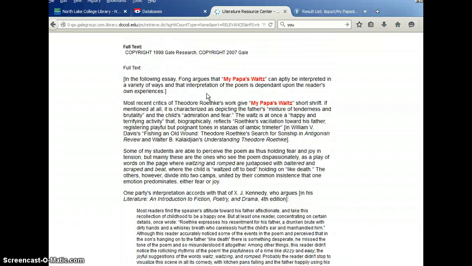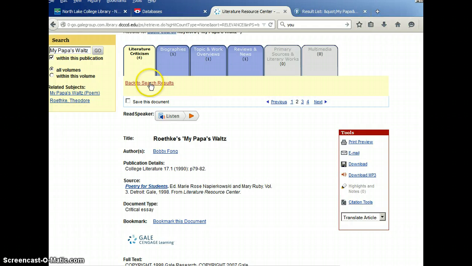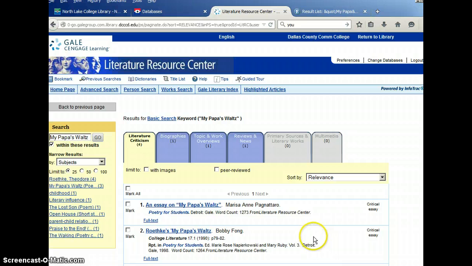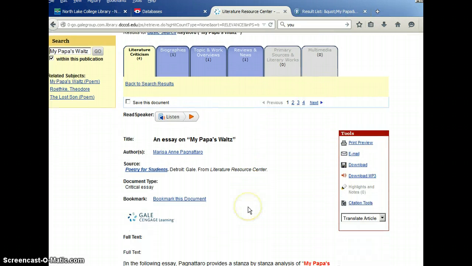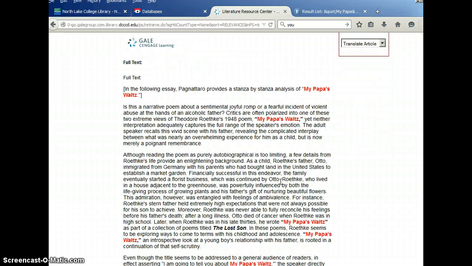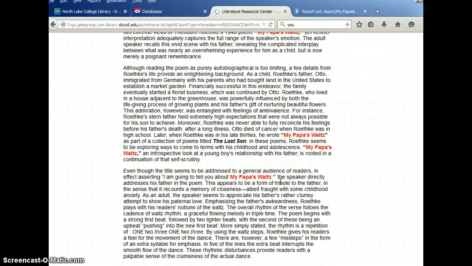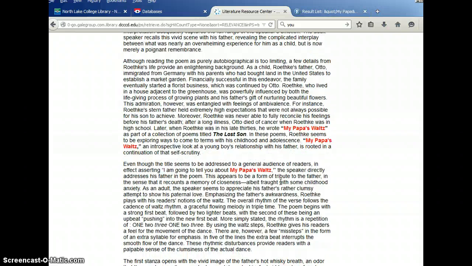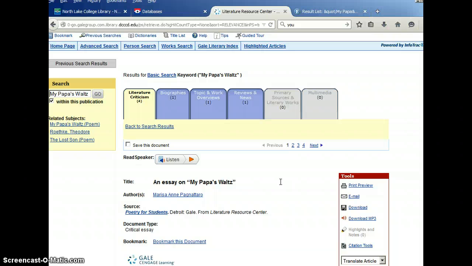So this one here gives various interpretations. So even though I thought it may be a great one, I don't really care about the many interpretations. I want something that focuses on the analysis part of it. So here's one that provides a stanza by stanza analysis. So this may be of some use. And again, I will have to read it to see how I could use it for my interpretation. But these are the two basic databases that you will need to use for this assignment.